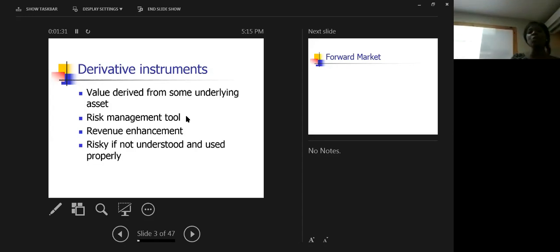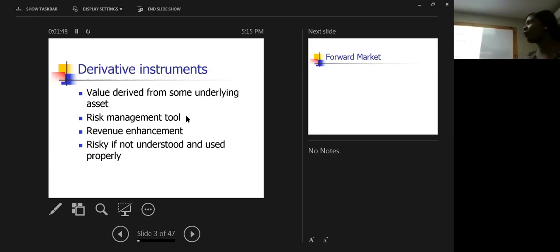Risk management tool, so we use derivatives to hedge risk, right? That means that when we're hedging, we're not looking to make a profit or a loss. We're just trying to eliminate uncertainty, right? We can also use it for revenue enhancement.